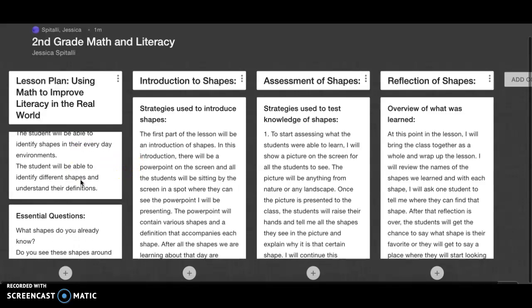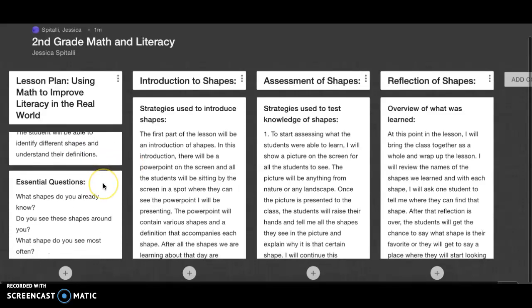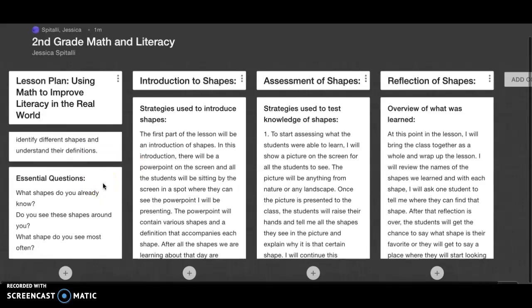And then I did have some essential questions. Those were: what shapes do you already know? Do you see these shapes around you? And what shape do you see most often? Basically, these help gauge what the kids already know and help me realize what I should and should not be focusing on, and it sets the tone for the rest of the lesson.